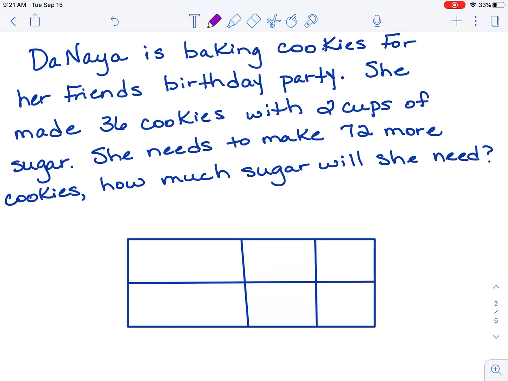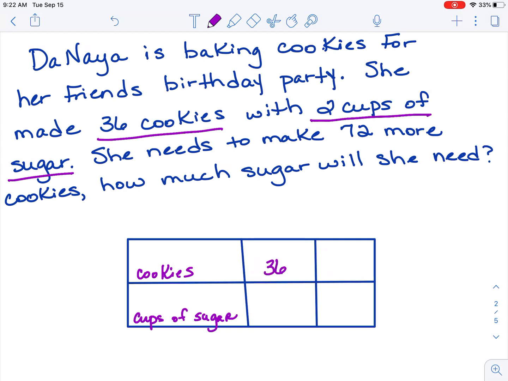Okay, first sentence just tells me she's baking cookies. Yay. Second sentence tells me she made 36 cookies with 2 cups of sugar. So I'm comparing cookies to cups of sugar. Now I'm going to put cups of sugar because if I just put sugar, that could be a teaspoon, that could be a bag of sugar. This is cups of sugar. 36 cookies, 2 cups of sugar.